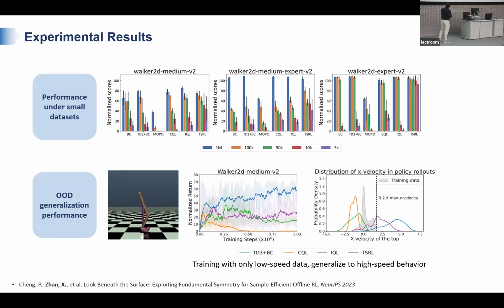And this is another generalization result. This is a Locomotion task. For this one, we only keep the low-speed samples and remove all the high-speed samples. But we want the agent to run as fast as possible. And the result is that only our method can achieve the high-speed behaviors, even though it never sees them in the data. The underlying reason is that regardless of the low-speed data and the high-speed data, they share the same set of dynamics. So that is for generalization.